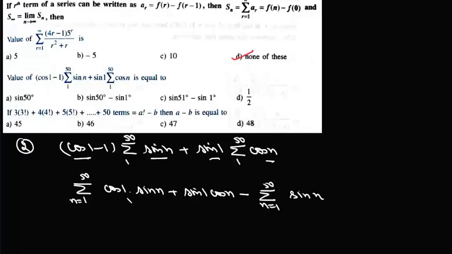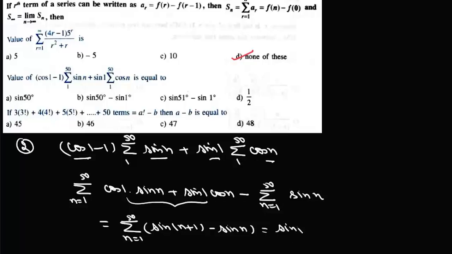of sin n. Now this is sin a cos b plus cos a sin b, which is sin of a plus b. So we can write this as summation n varies from 1 to 50 of sin of n plus 1 minus sin n. Now if you put n as 1, it will be sin 2 minus sin 1 plus sin 3 minus sin 2, and we will go all the way up to sin 51 minus sin 50.